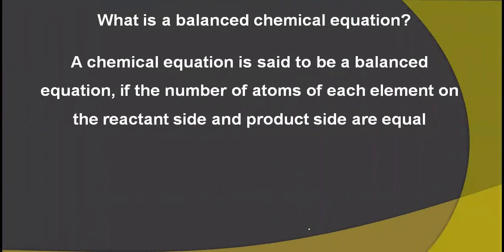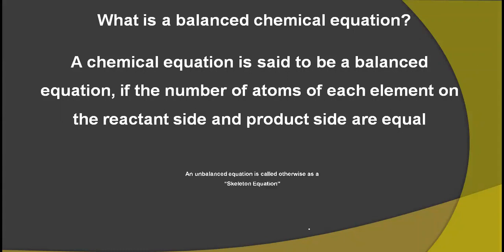A chemical equation is said to be a balanced equation if the number of atoms of each element on the reactant side and product side are equal to one another. Suppose in a chemical reaction, there are 2 sodium atoms in the reactant side, then there should be 2 sodium atoms in the product side. If there are 15 oxygen atoms in the reactant side, then there must be 15 oxygen atoms in the product side. So if the number of atoms of all the elements involved in a chemical reaction are equal on either side, then we call such a reaction a balanced chemical reaction or a balanced chemical equation.